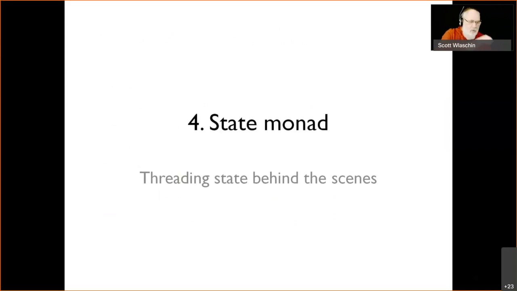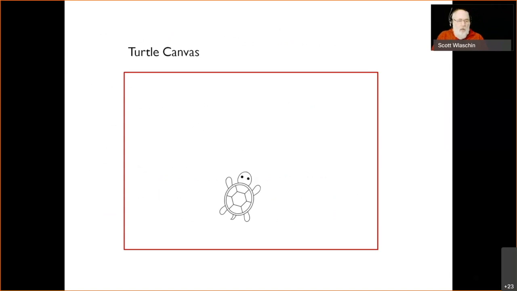Next, state monads. So let's say that we're moving our turtle and we hit the wall and we can't go any further. So what we're going to do is we're going to return something.